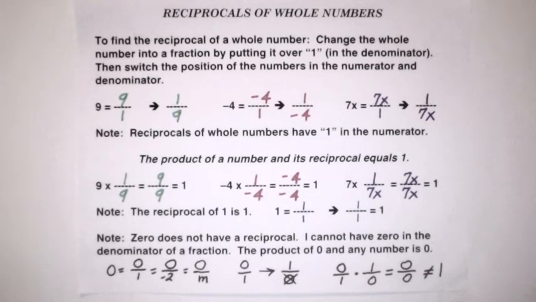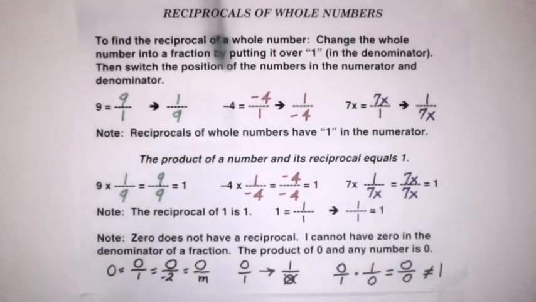I want you to know that the reciprocals of all whole numbers have 1 in the numerator. Whole numbers have 1 in the denominator. Their reciprocals have 1 in the numerator. This is the way you will check to be sure you found the right reciprocal. The product of a number and its reciprocal equals 1.